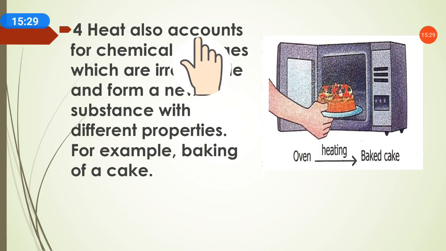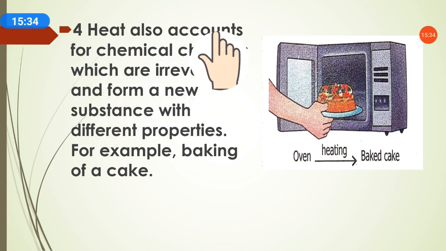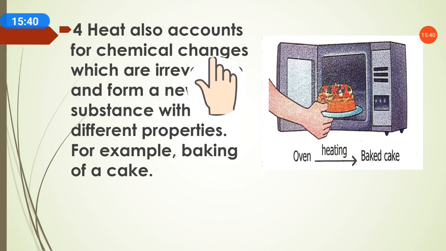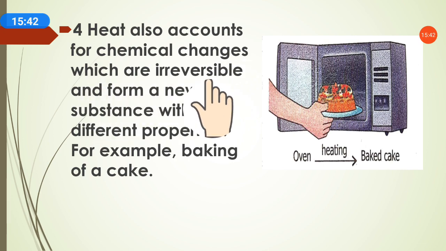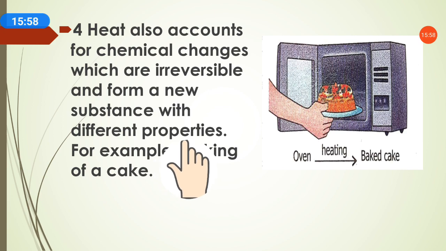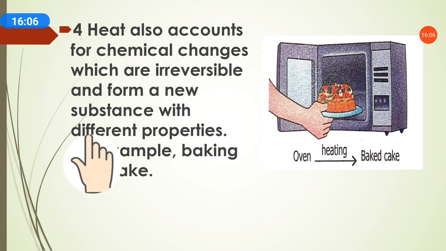Next, heat also accounts for chemical changes which are irreversible. See, heat also accounts for chemical changes, means due to heat some chemical changes can come, and they are irreversible. Irreversible means once it is changed, it cannot come back to its original form. It can't be reversed back. And it forms a new substance with different properties, means after heating some substance, chemical changes can come, they will be irreversible, and it will give a new substance with different properties.